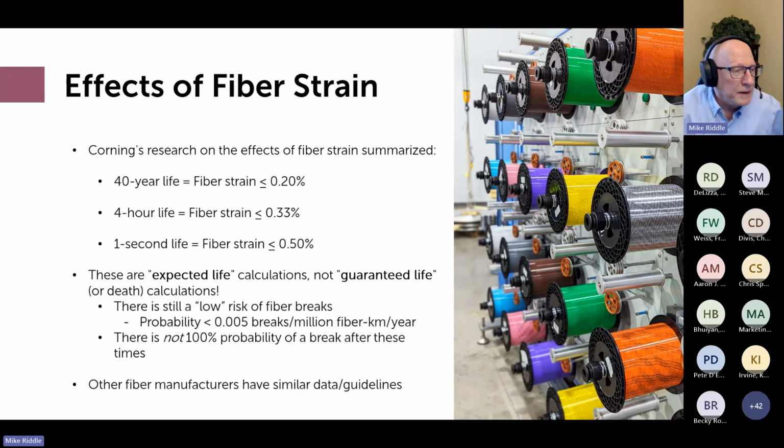That means if you know some things about your optical network, you can calculate how many breaks you might have in a year based upon the strain on your cable. Now, the flip side of this is that, again, it's a probability calculation. So there's not 100% probability of a break either. Again, this is just the betting odds. And this is Corning's data, but other fiber suppliers have done their own testing and they get similar results.